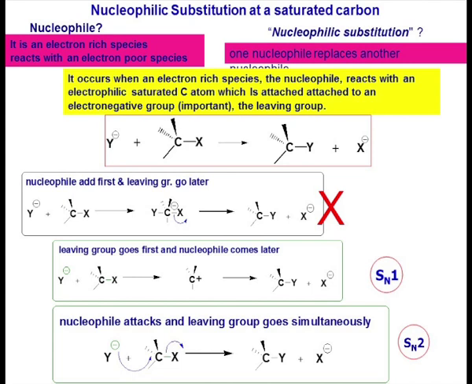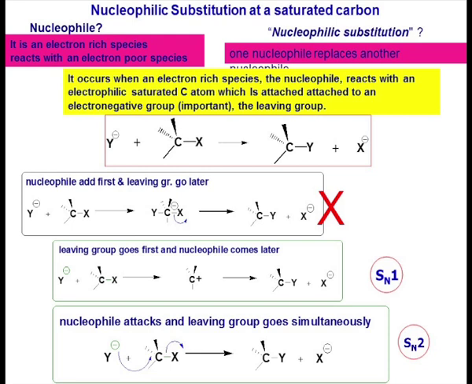What are nucleophiles? Nucleophiles are electron rich species which react with electron poor species. Of course, electron rich will not prefer electron rich, there will be repulsion. So, it will prefer the electron deficient species. What is nucleophilic substitution? One nucleophile replaces another. The nucleophile which is being replaced is called the leaving group, and the nucleophile which is entering is called the entering nucleophile.